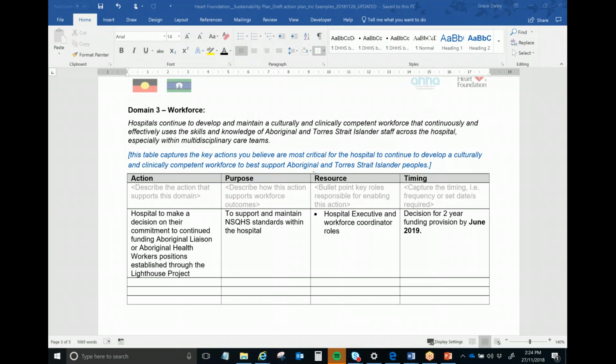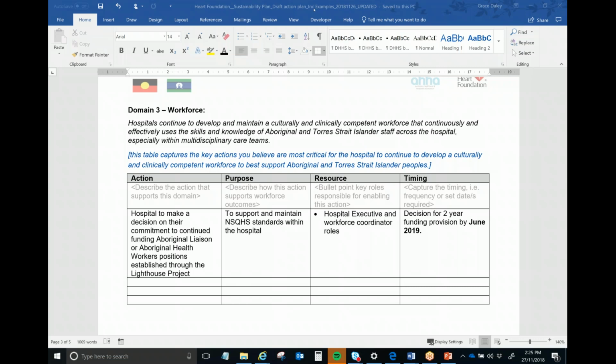And I think in this case, it demonstrates an example where we shouldn't be afraid to capture those actions which highlight the creation of an activity and also highlight the need to make decisions around whether that activity continues in the first place, not just the continuation of it. The resourcing to do that will be around the executive and other coordinators and workforce decision makers, and the timing we provisionally talked about: will there be a funding decision before June 2019?